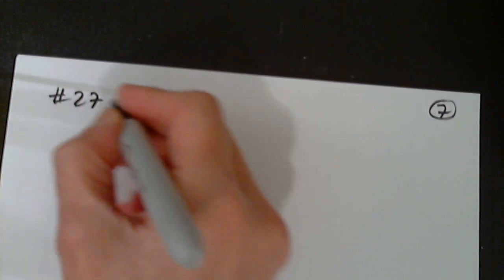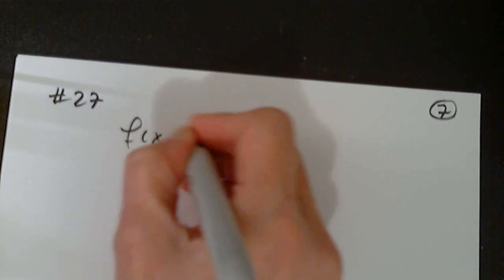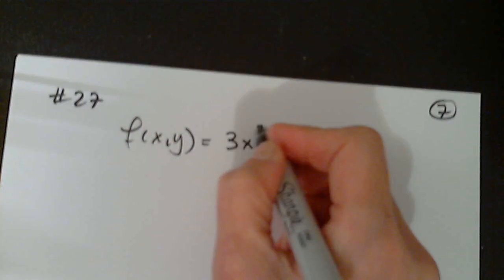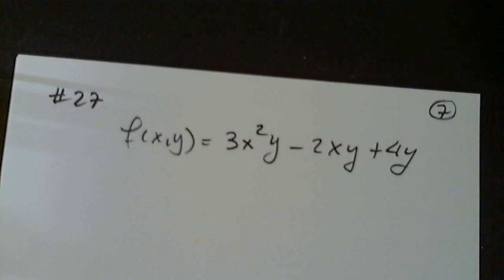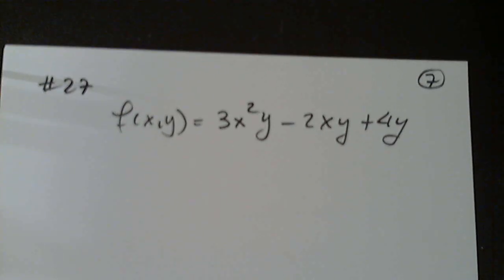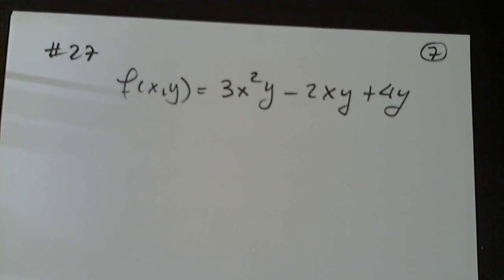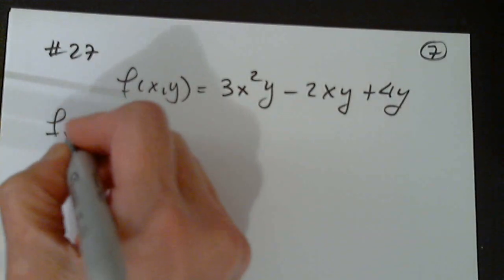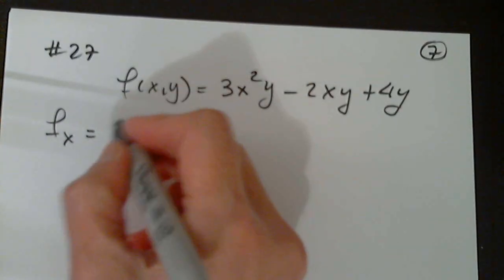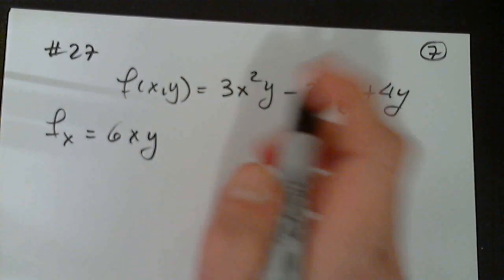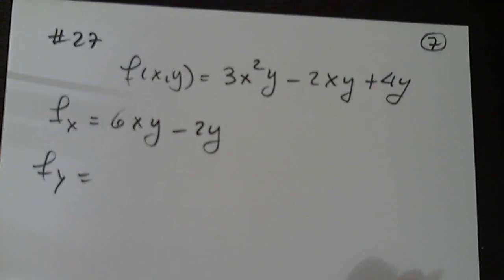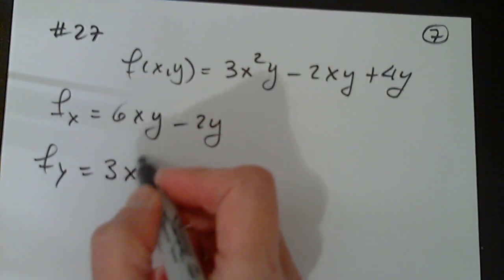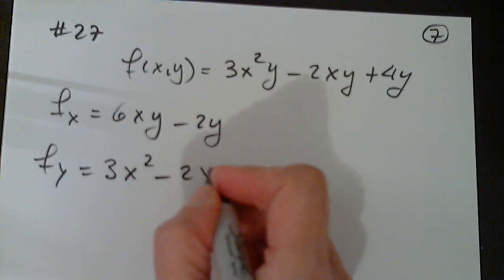Okay, 27. So I have f of x, y is 3x squared y minus 2xy and plus 4y. And we are asked to find all 6. Although it says 4, I have to find all 6. So fx, 6xy minus 2y, nothing. fy, 3x squared minus 2x, plus 4.